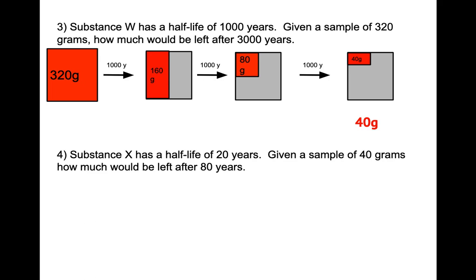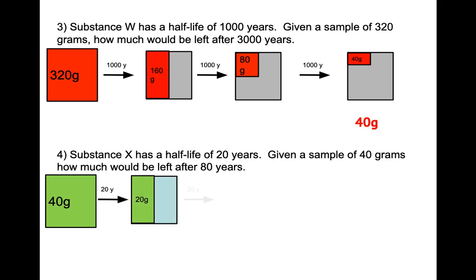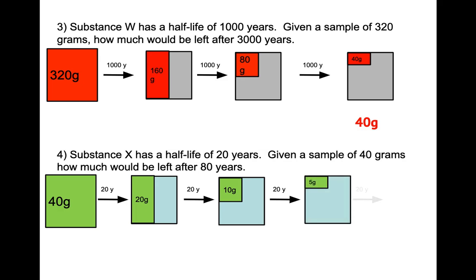Substance X has a half-life of 20 years. So if we have 40 grams, how much would be left after 80 years? Okay, so we're doing this a little bit different. So we have 40 grams to begin. Okay, half-life's 20 years. So after 20 years, we have 20. 20 more, we have 10. 20 more, we have 5. 20 more, we have 2.5 grams. So after 80 years, 20, 40, 60, 80, we would be left with 2.5 grams of substance X.